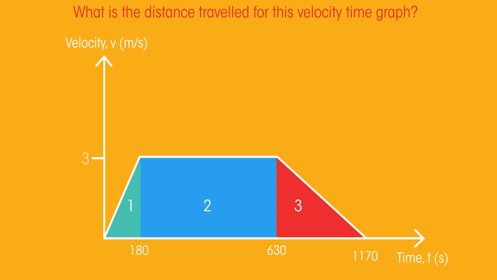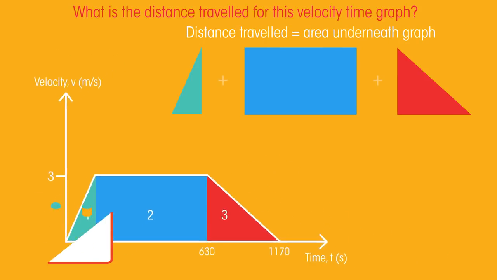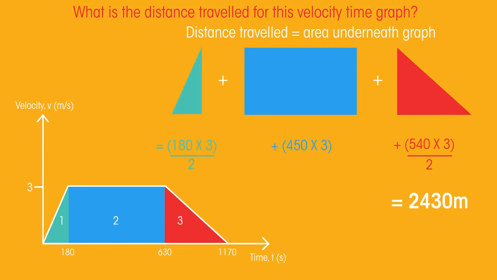Can you work out the distance travelled for this velocity time graph? Work out the total area underneath the graph. Pause the video and give it a go. Did you get it right? 2,430 meters?